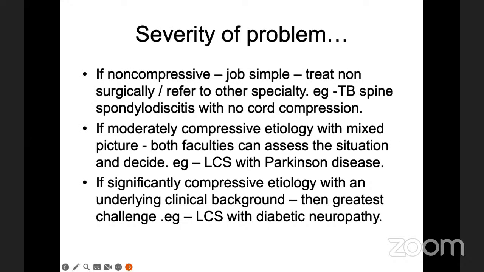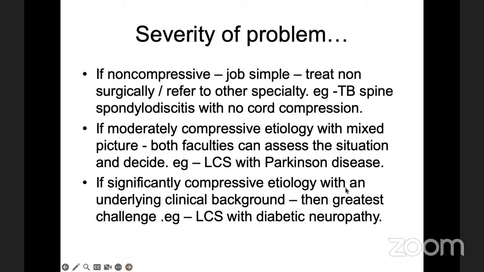There are two things that we keep in our mind. We see the severity of the problem: is it mildly compressive, moderately compressive, or significantly compressive? It makes a whole lot of difference. If it's a non-compressive etiology, something like TB spine only with spondylodiscitis, which we covered in our last lectures, then just a culture, starting on proper ATT, and bracing will take care of the problem.